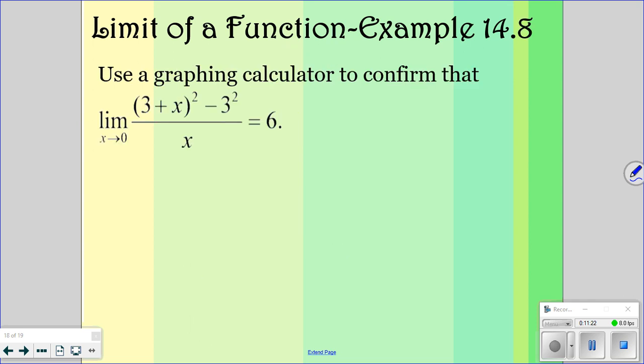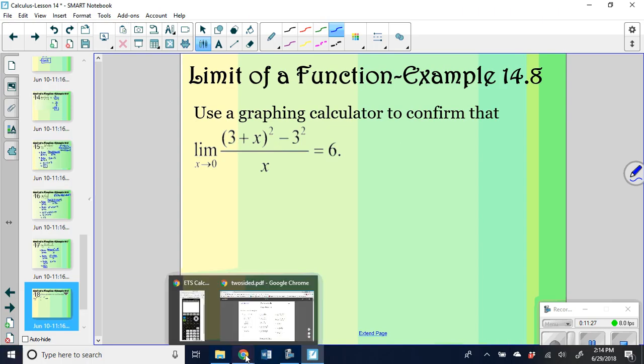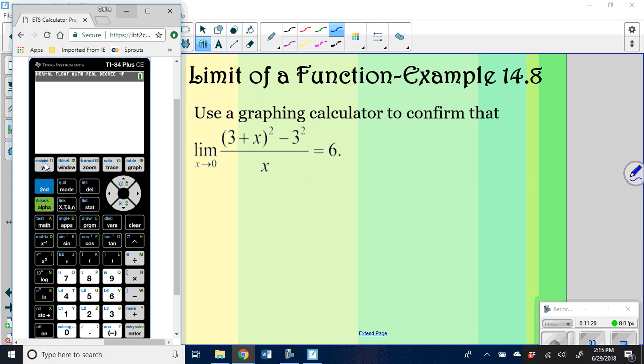For the next one, it wants us to use a graphing calculator to confirm that the limit does equal 6 on that last example that we just did. So you're going to go to y equals, and you're going to plug in this equation. So 3 plus x squared minus 3 squared all over x. I'm going to change my window. And I'm going to graph it, and that's what it looks like.